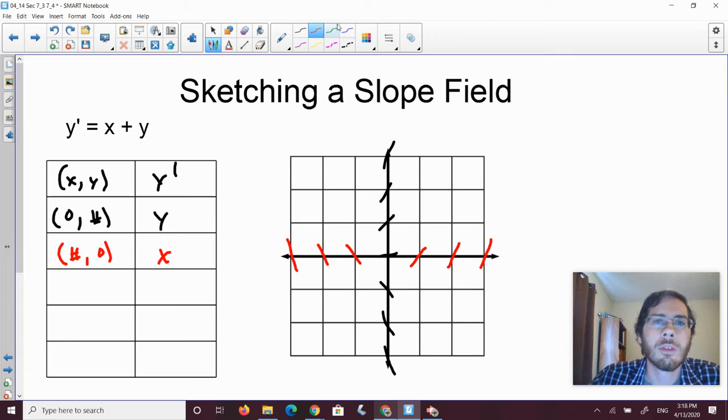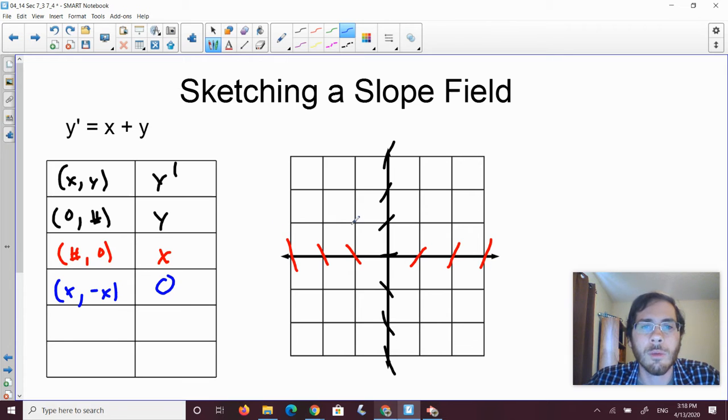The other thing we want to do when we're looking at our structure is to try and find relations. If x is x and y is negative x, we should always end up with 0, which means anytime x and y have opposite signs, we should end up with a slope of 0. So that's going to be along that diagonal right here.